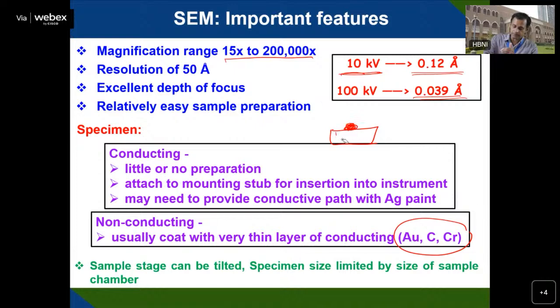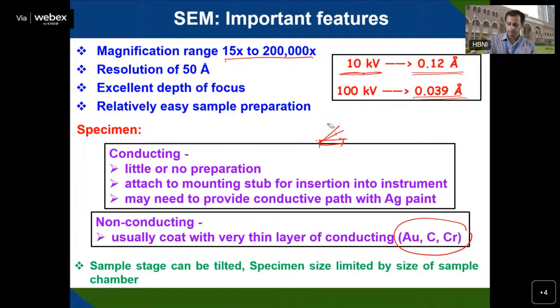You cannot go beyond a certain tilting angle, because you have a chamber. Inside that chamber the sample is here, and you can tilt it up to a certain angle to see the structure of the morphology, or you can see the cross-sectional image. But beyond a certain angle you can't take it, because it's confined in a sample chamber.